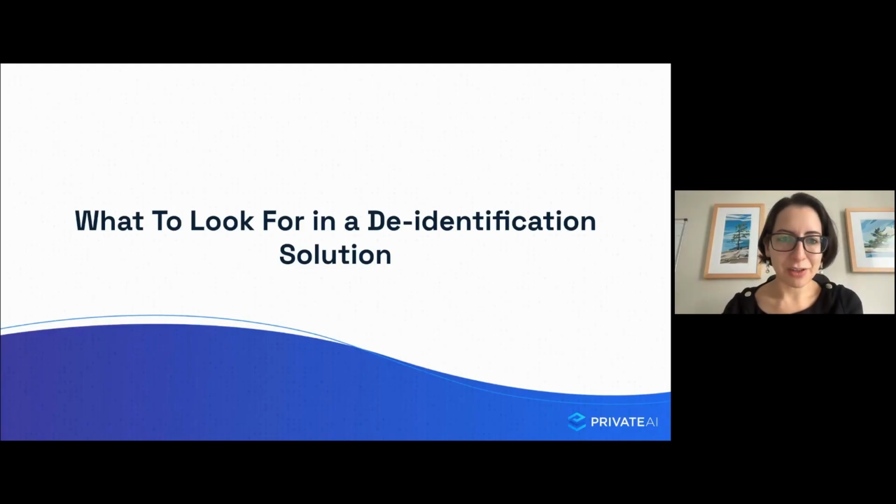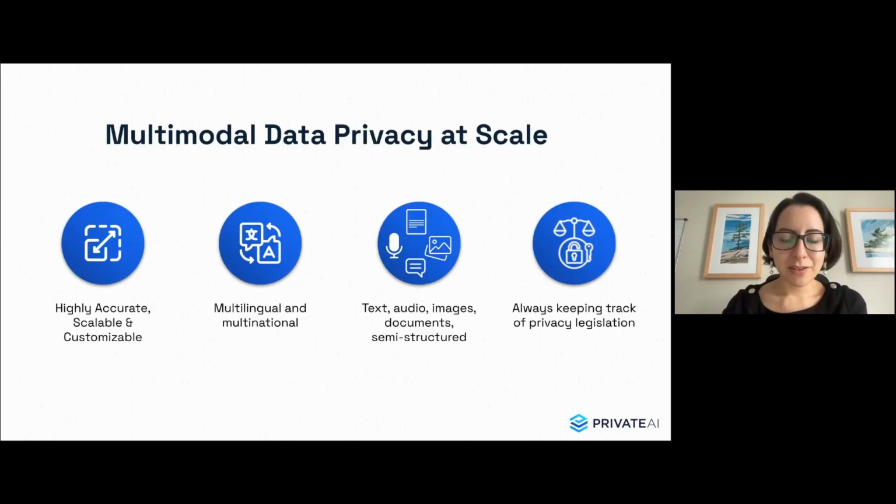Now, with all of this, you might be thinking, this is great, but what am I really looking for in a de-identification solution if I've got all of these different types of data, I've got AI applications to build? A few questions to think about are, how accurate is the solution? How scalable is it? How customizable is it? Does it address all of the languages that I'm going to be dealing with, all of the multilingual peculiarities from the various locations that I'm dealing with?